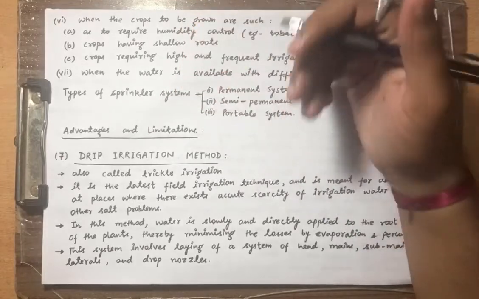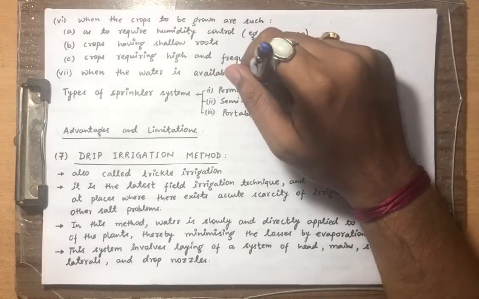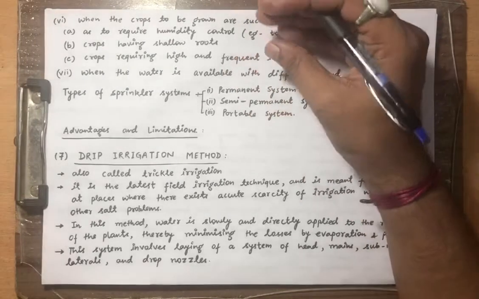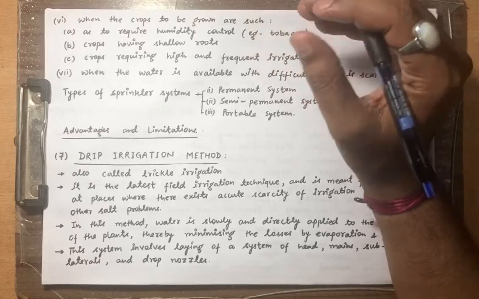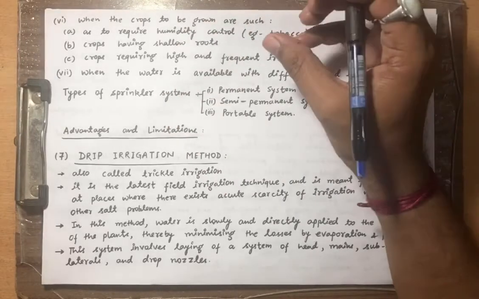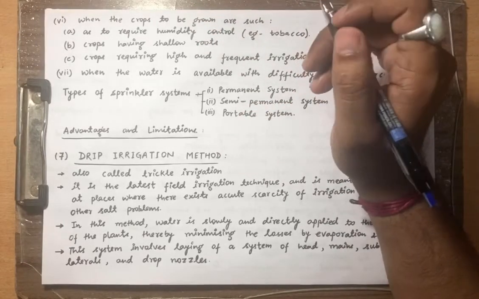so the utility of water will increase. With the help of this sprinkler system, fertilizers can be uniformly applied, because we will mix the fertilizer with the water and sprinkle the water containing fertilizers, so it will get evenly distributed.